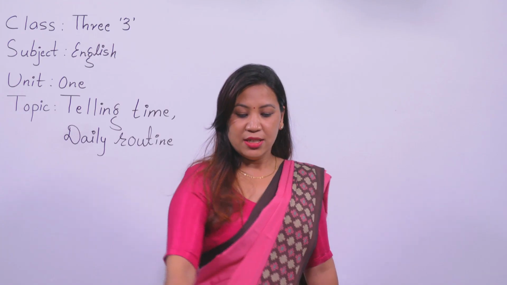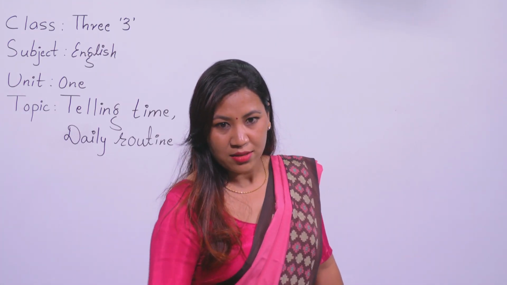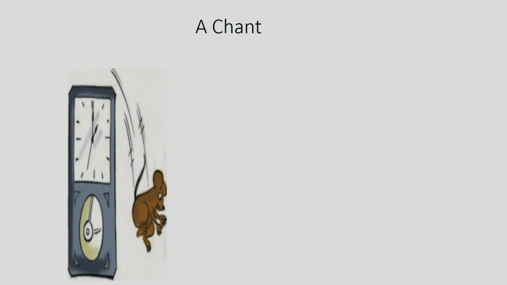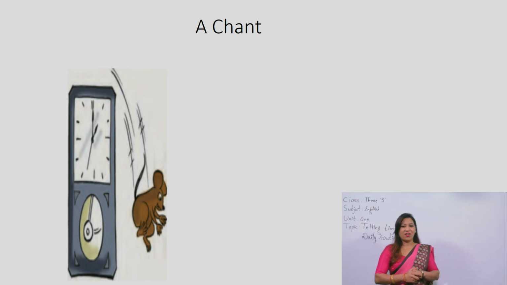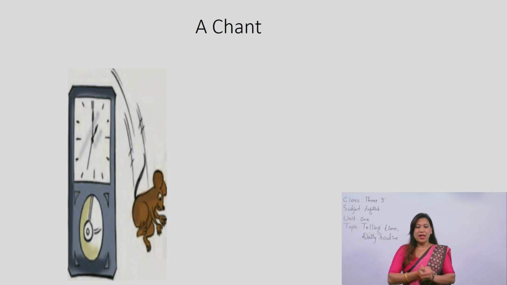My dear students, what can you see on the board? There is a clock, right? Yes, and what else can you see there? Only a clock? Definitely not. There is a mouse also. And I think the mouse is running, right? Maybe, yes, the mouse may be running or the mouse may be falling down from the clock.